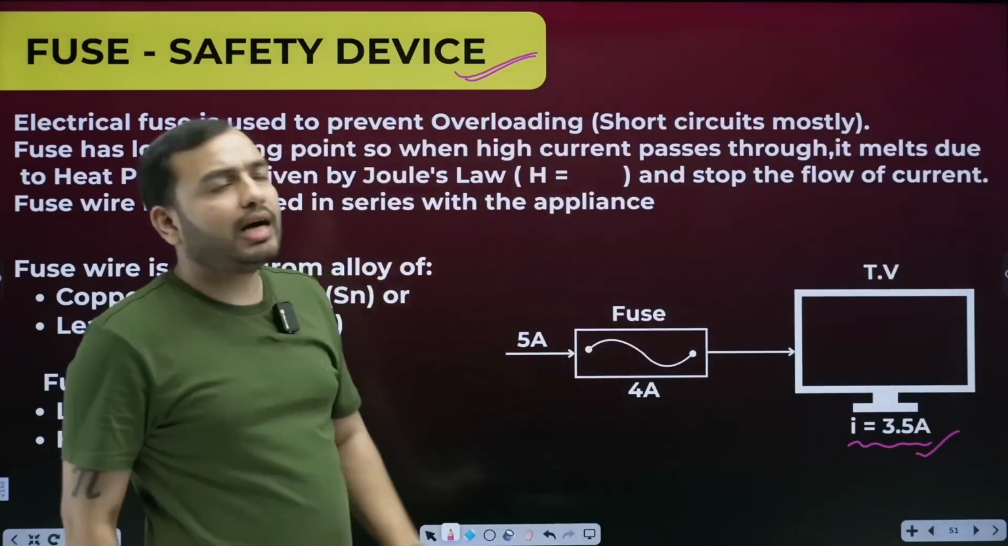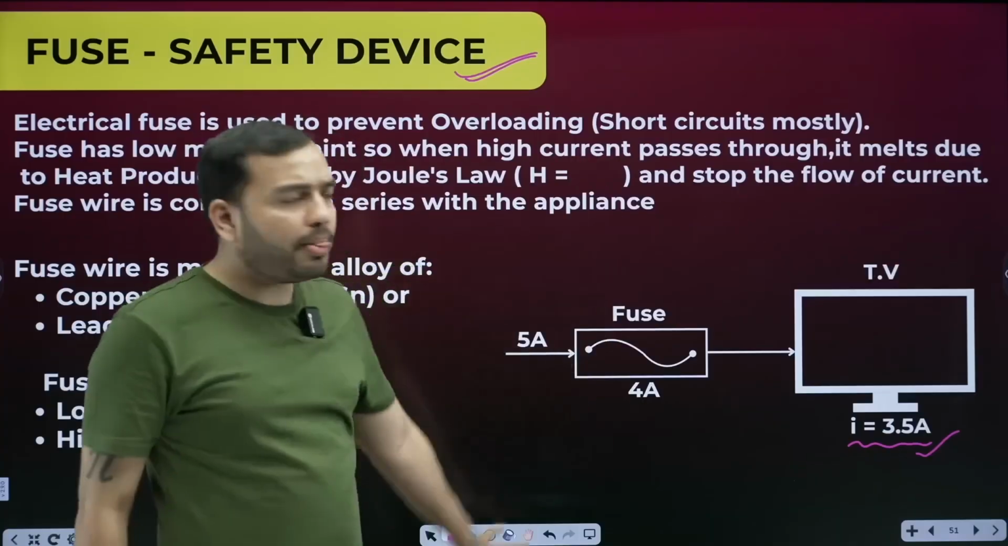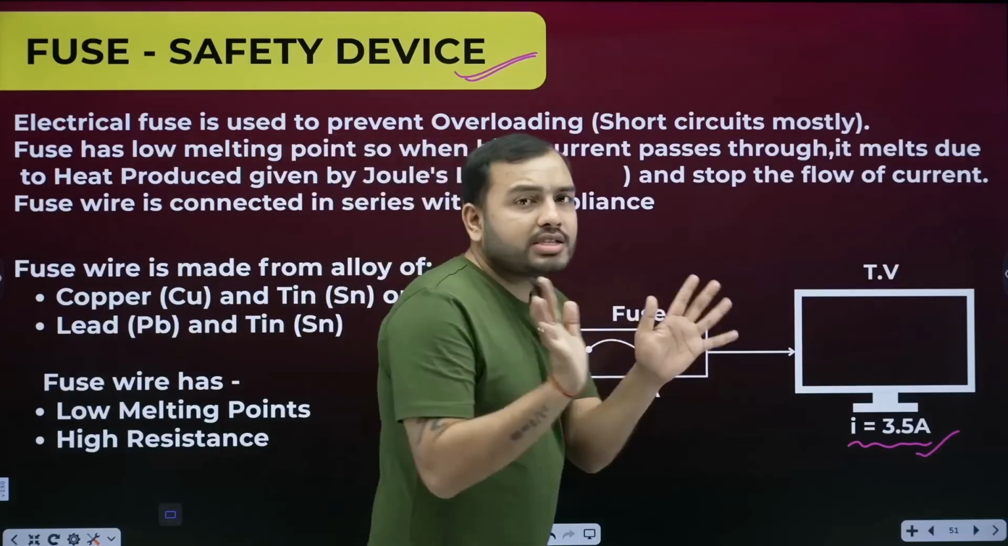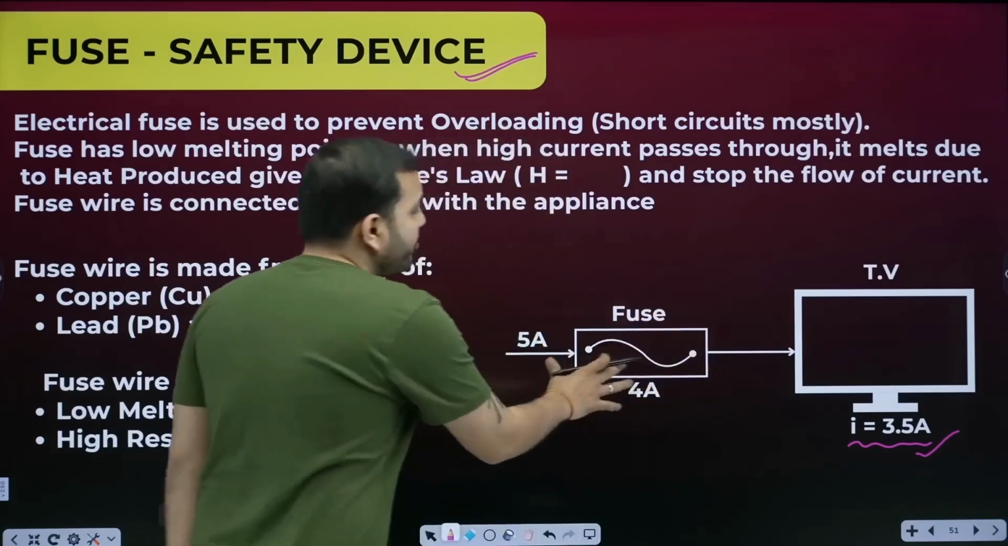I cannot tolerate more than this. Nowadays, for example, the TV has one fuse inside. This is an old story. Let's understand the basic method. So I said the TV will not be able to extend beyond 3.5 ampere, so I installed a fuse before it.